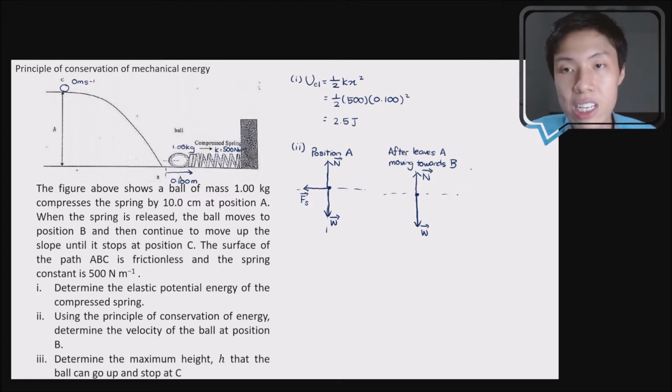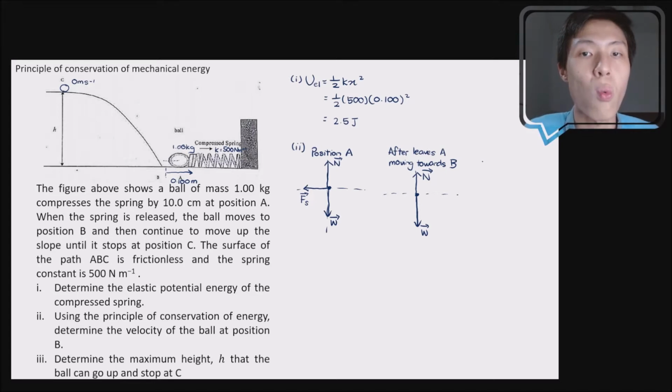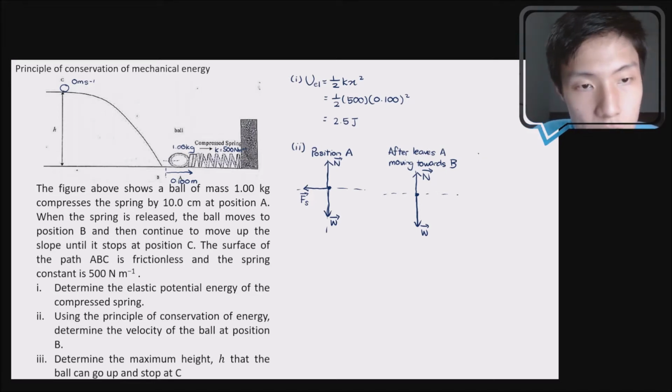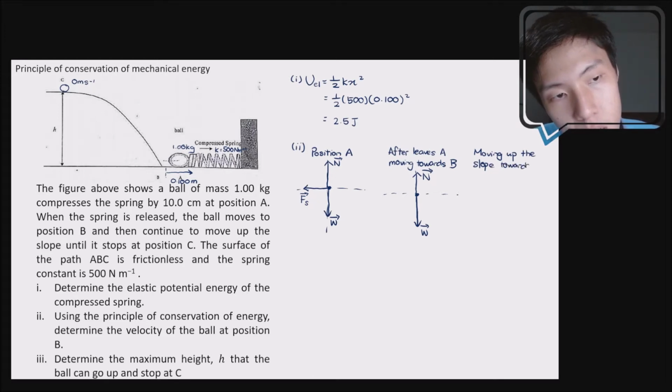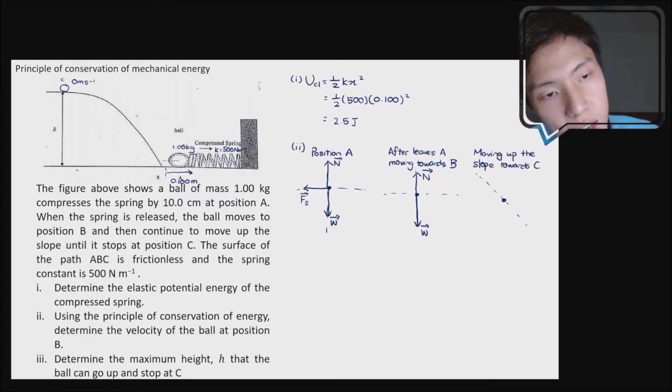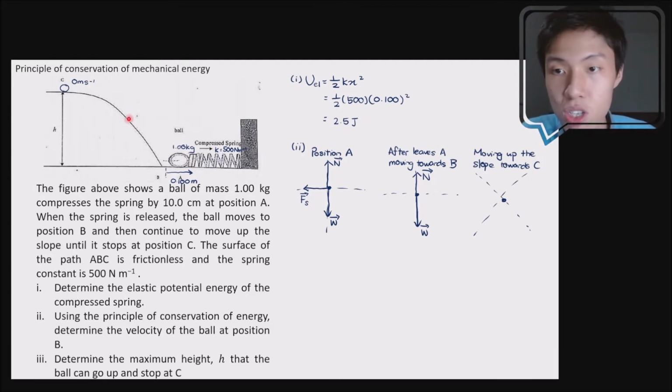Again, this is just to explain why, in this situation, the mechanical energy is conserved. You usually just straight away say the mechanical energy is conserved, but let me show you why it is conserved. So it's moving up the slope towards C. We will take an inclined axis, which is slightly rotated, something like this. This will be representing the slope over here. Then this one will be perpendicular to the slope.